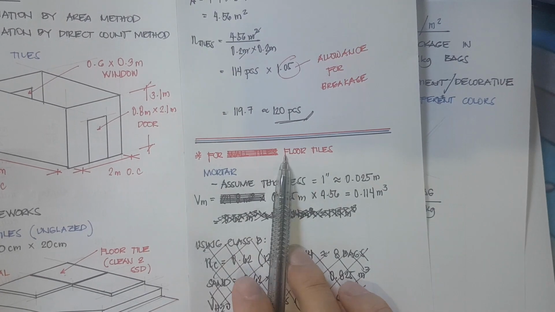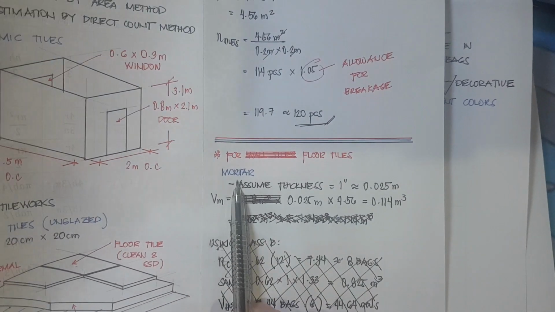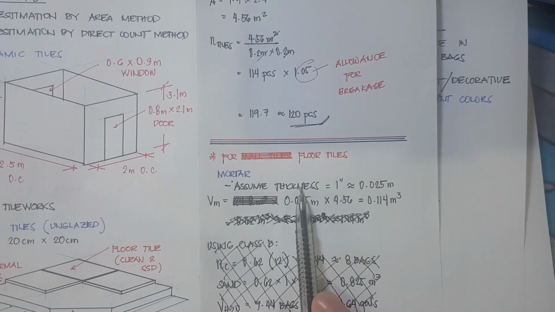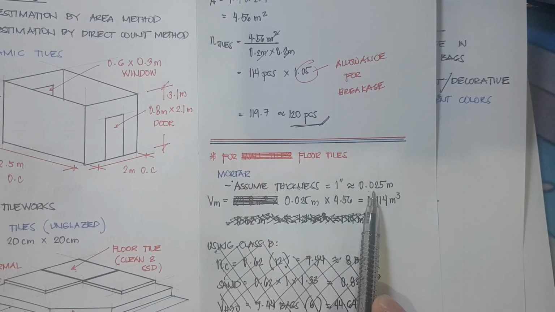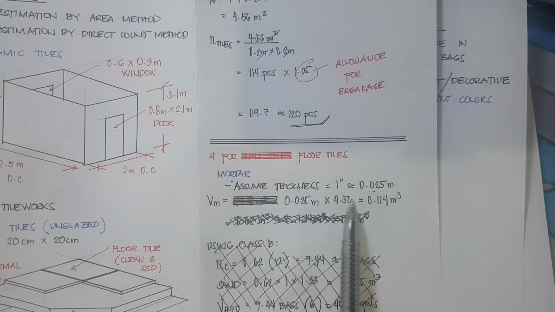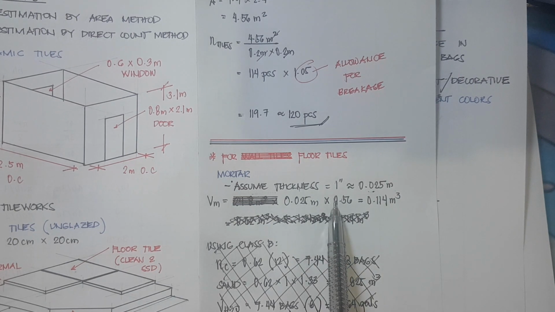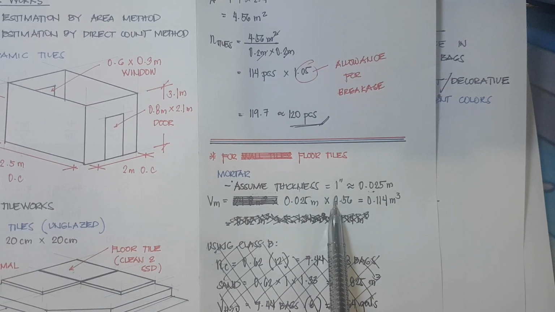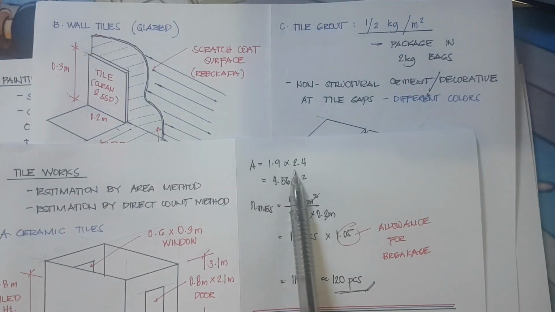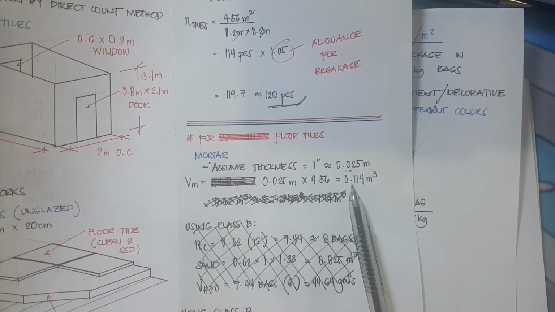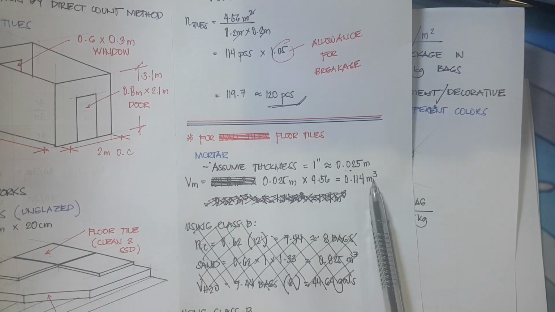For floor tiles mortar, we assume the thickness to be 1 inch, and that is equivalent to 0.025 meter. So 0.025 meter times the area of the floor, which is 4.56, and that is 0.114 cubic meter.